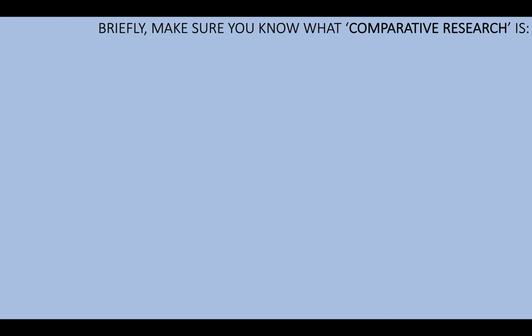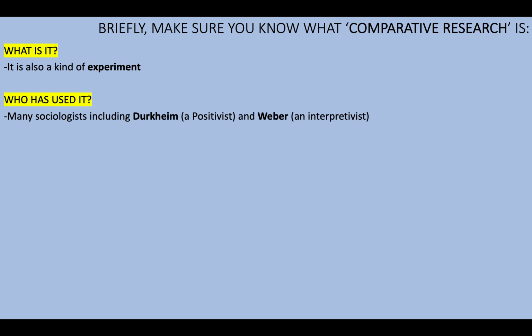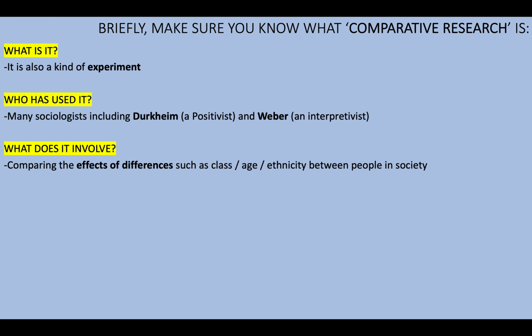Okay, this is a third kind of experiment, and we very briefly need to know what it is about, okay, and it's called comparative research. So what is it? It's also a kind of experiment, and it's been used by many sociologists, whether they are positivists or interpretivists. So Durkheim has used it, Weber has used it, and we know Durkheim is a positivist and Weber is an interpretivist. So what does it involve? You compare the effects of differences such as class, age, and ethnicity between people in society.